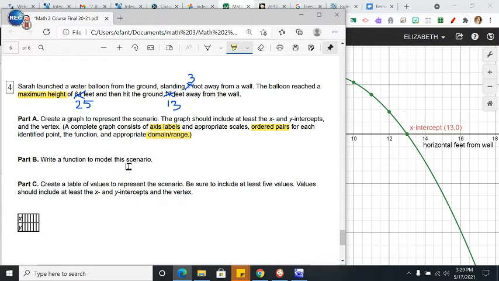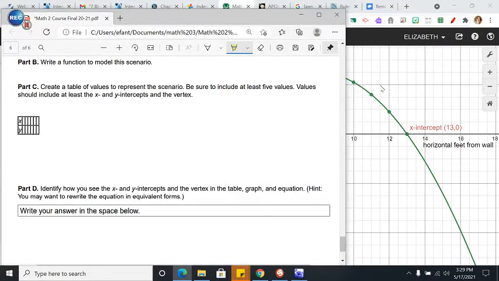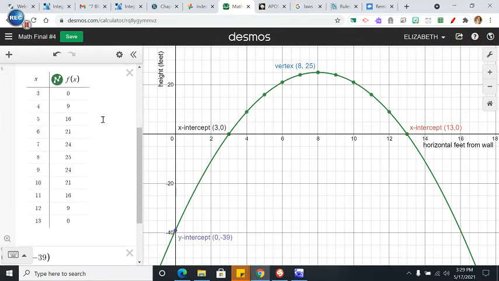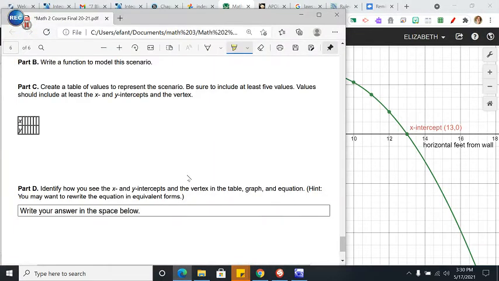Domain and range, we wrote the function, we did the table, and your table should have your x and y intercepts and your vertex. So make sure that it has, like I did. I made sure it had the x intercepts and it has the vertex on there. And then this last part says, identify how you see the x and y intercepts and the vertex in the table, in the graph, and in the equation. Hint, you may want to rewrite the equation in equivalent forms.